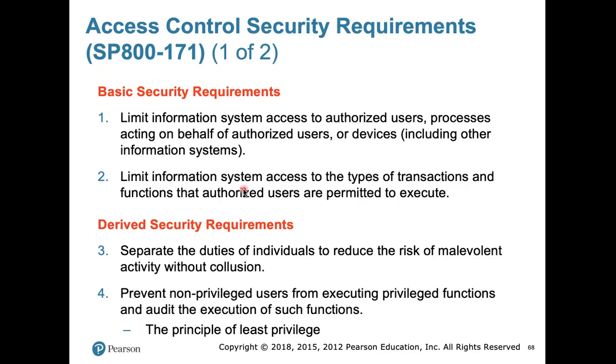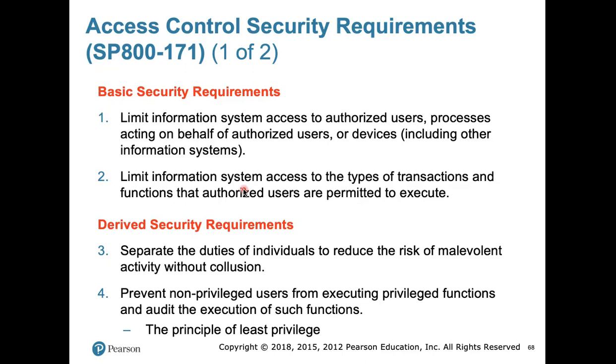First of all, there are two basic security requirements which come from the definition of access control. The first one says: limit the information system access to authorized users, processes acting on behalf of the authorized user, or devices. So of course, when we say access control, the basic expectation we have is to limit the access to the resources that we have in a system to some specific users. This is a very primitive expectation that we might have from an access control mechanism.